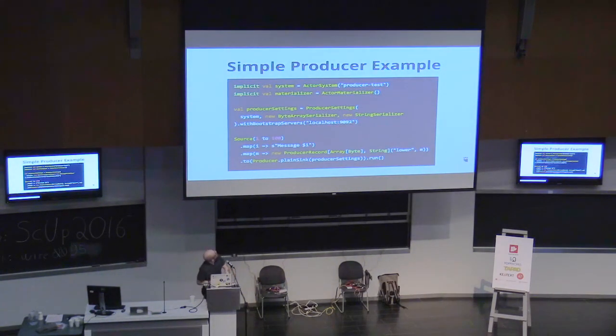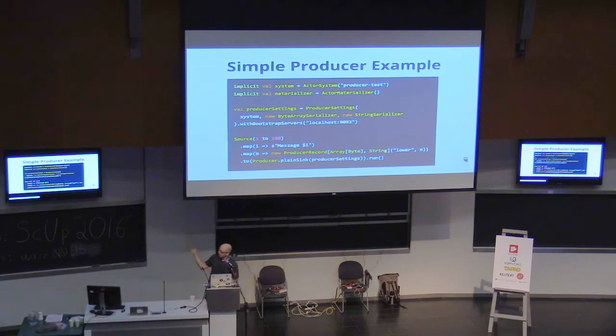So, some example code. Hopefully this is readable on the projector. You need a few things. You need an actor system. You need an actor materializer, which is what Akka Streams uses to actually create all the actors and do stuff when it materializes and actually runs the stream. Then we just have to set up some producer settings, which say which actor system to use, what serializer you're going to use for the message keys, and what you're going to use for the values. So here we're using byte array keys and string values.